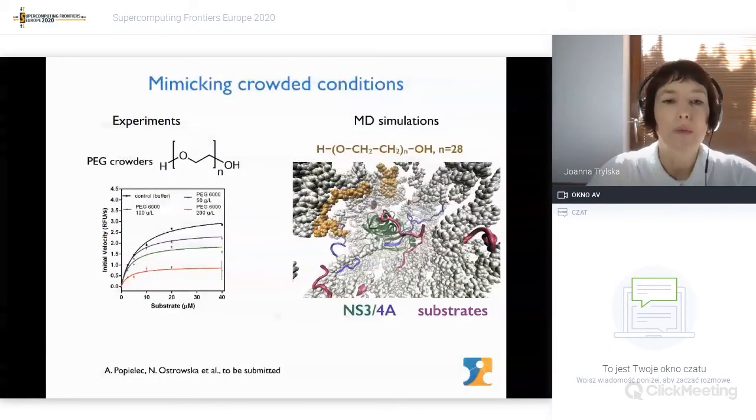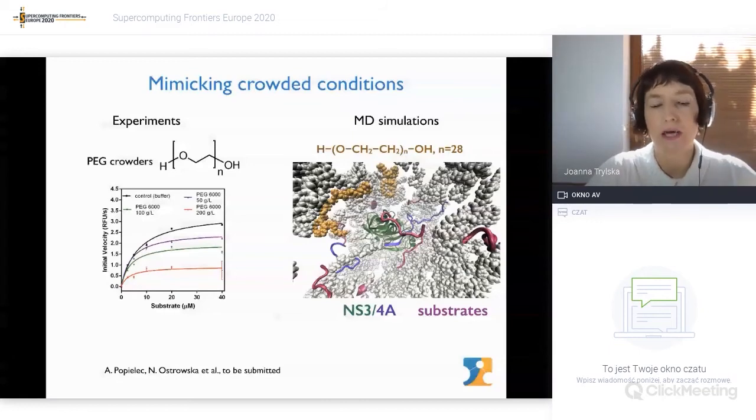In our lab, what we did, this was done by Agnieszka. She studied the reaction of that enzyme with some peptide substrate in dilute buffer conditions, and also in the presence of synthetic crowders, polyethylene glycol molecules that are often used in laboratory settings to study crowding. Just to mention that the crowded conditions in experiments haven't been used for long.